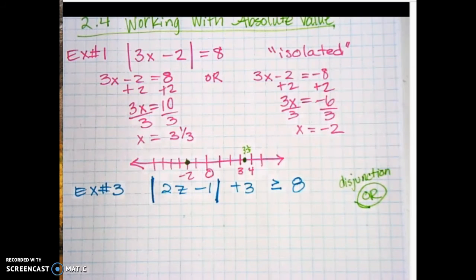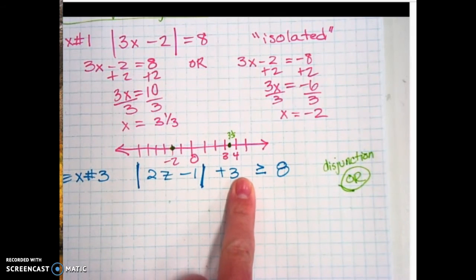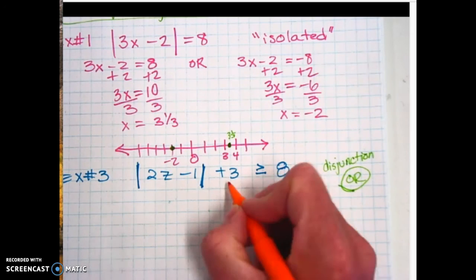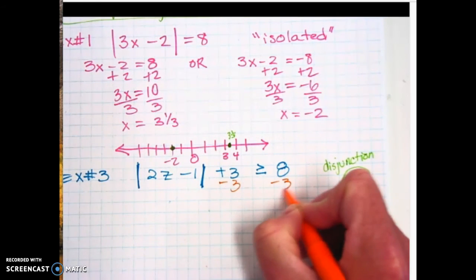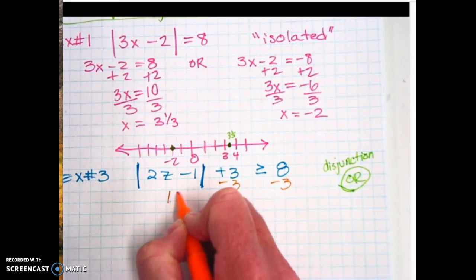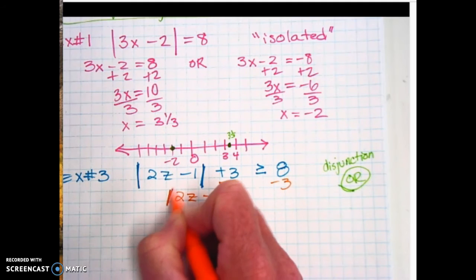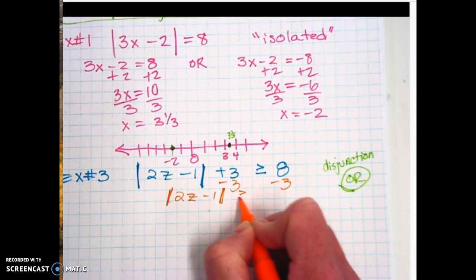Okay, so first thing we need to do is isolate that absolute value. So right now, 3 is being added. So we do what? Subtract that 3. Subtract that 3 first. So we have the absolute value of 2z minus 1 greater than or equal to 5.